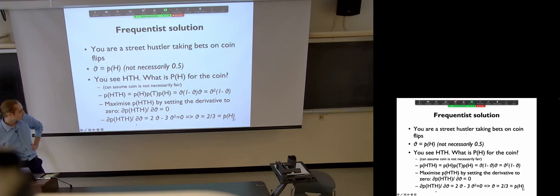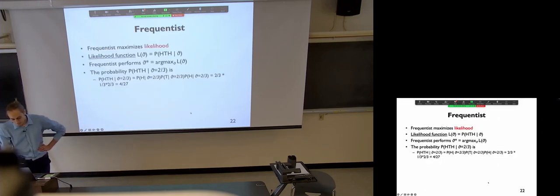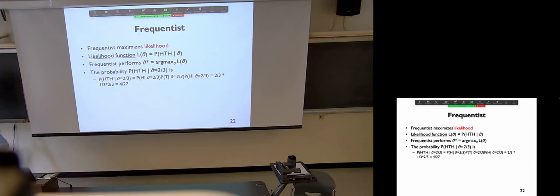We solve this equation. The derivative of P of HTH with respect to theta is 2 theta minus 3 theta squared equals 0. So that comes down to theta equals 2/3. And that's the second question. Once we know that theta is 2/3, again, to compute the full likelihood we just multiply these terms, P of H times P of T times P of H.